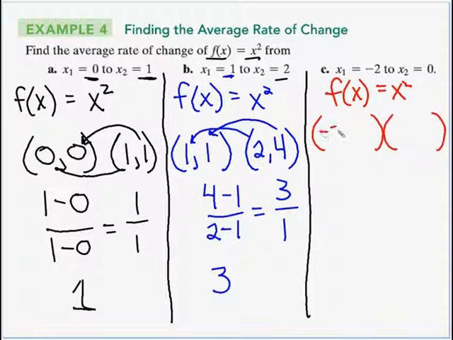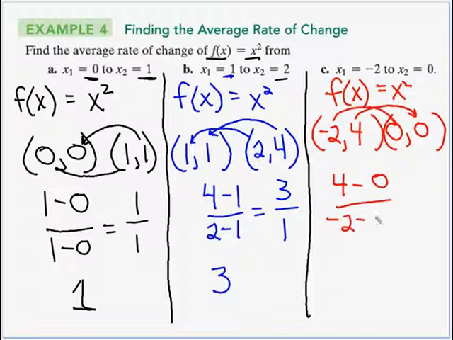If I plug in negative 2, squared is positive 4. And if I plug in 0 and square it, I get 0. So let's find the slope. I'm going to subtract this way: 4 minus 0 divided by negative 2 minus 0. So we get 4 over negative 2, which is negative 2.